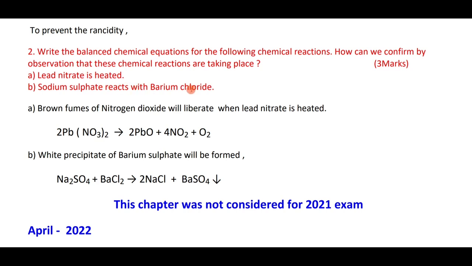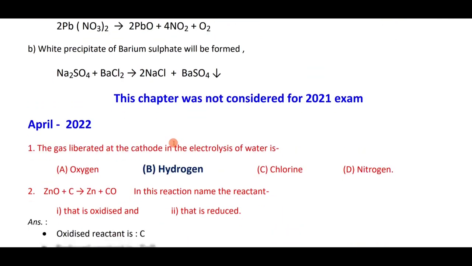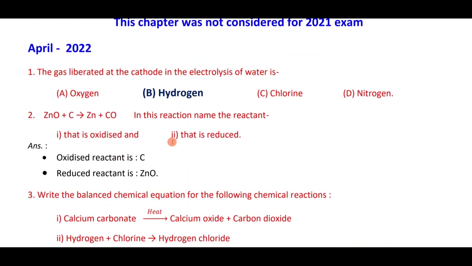Sodium sulfate reacts with barium chloride. Sodium sulfate on reacting with barium chloride gives 2NaCl, sodium chloride, plus BaSO4. BaSO4 is the white precipitate. Next, the gas liberated at the cathode in the electrolysis of water. During the electrolysis of water, the gas released at the cathode is hydrogen, and at the anode is oxygen.